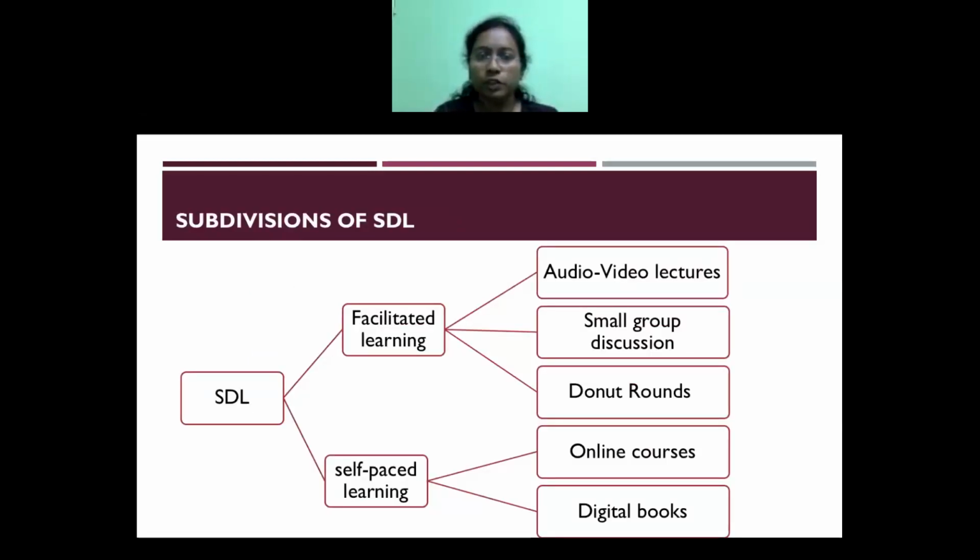There are other subdivisions of self-learning, which are facilitated learning and self-paced learning. Facilitated learning involves a major role by the facilitators or the teachers. In self-paced learning, it is purely based on the students. Facilitated learning can be done through audio lectures, small groups, and donut rounds, whereas self-paced learning can be done through online courses and digital courses.